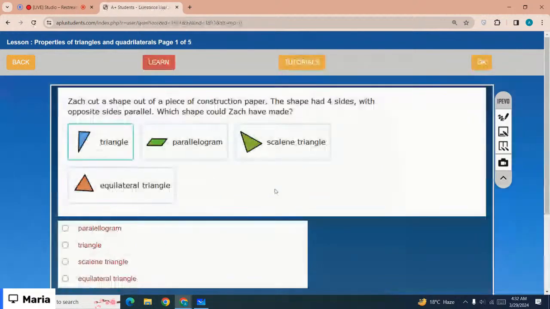Zach cut a shape out of a piece of paper. The shape had four sides with opposite sides parallel. What shape could Zach have made? So, which is the correct option?